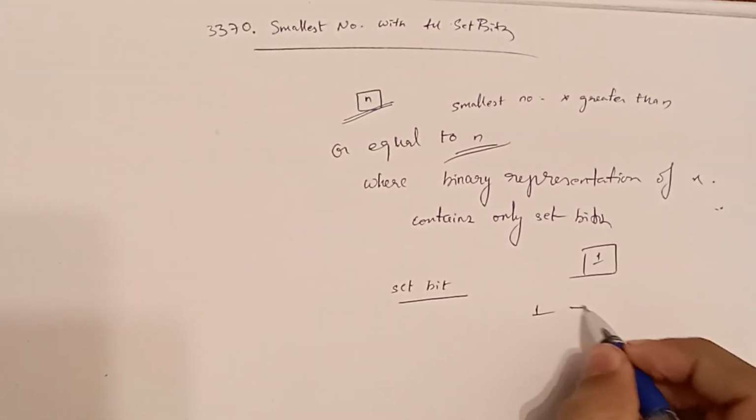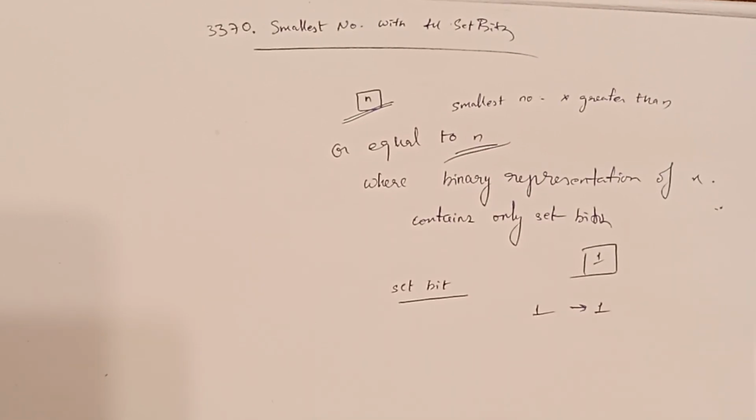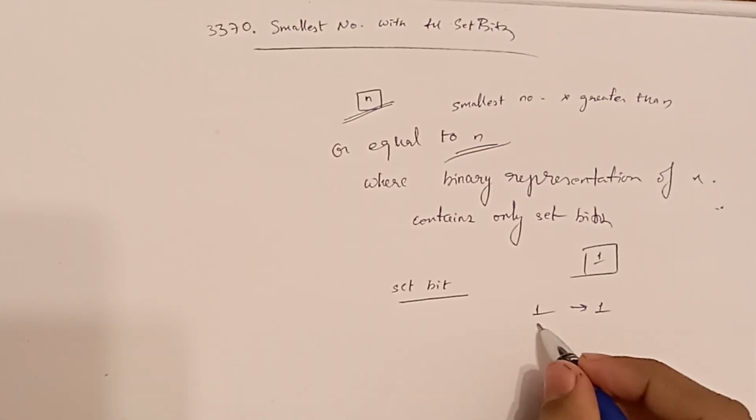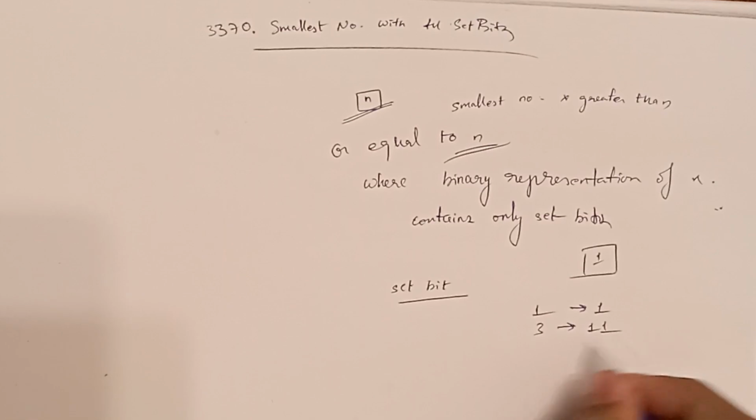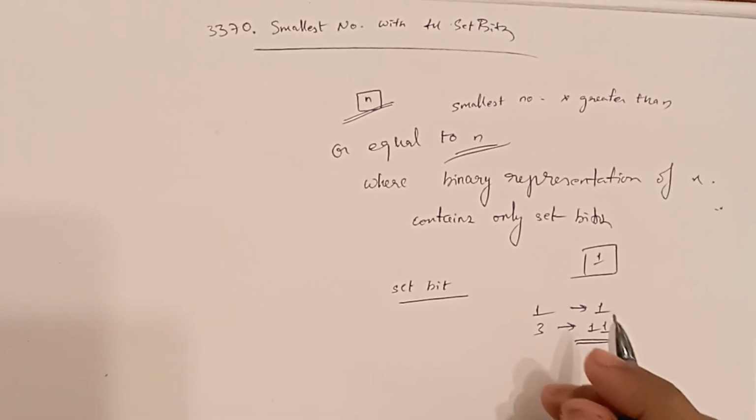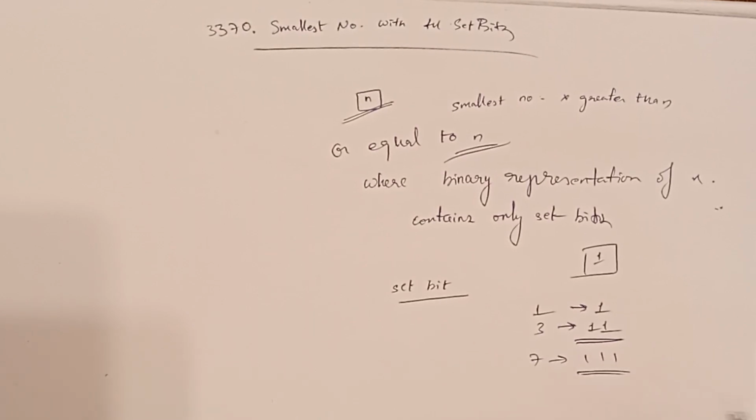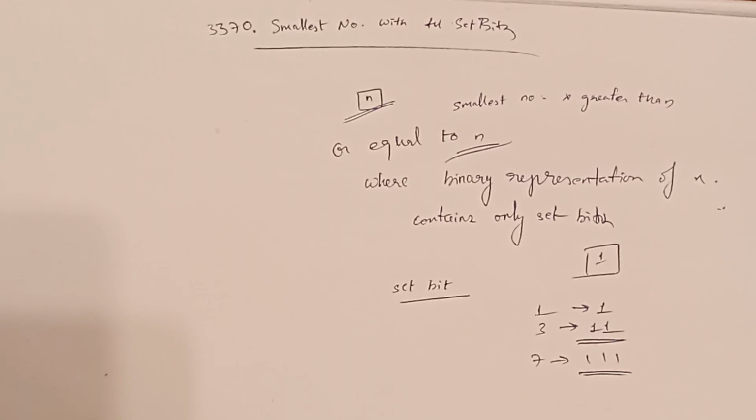So 1 has a set bit of 1, and then 3 has all set bits, and then 7 all set bits. So in this way, we need to return the least number after n.